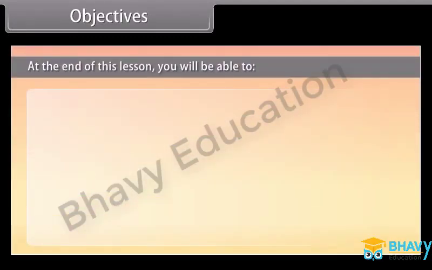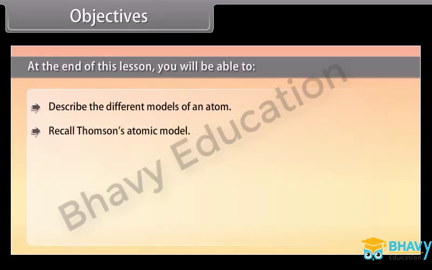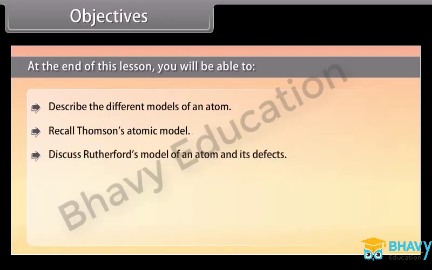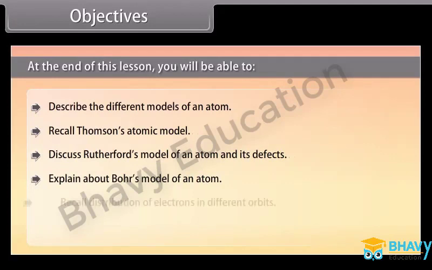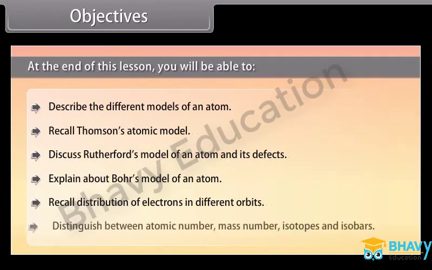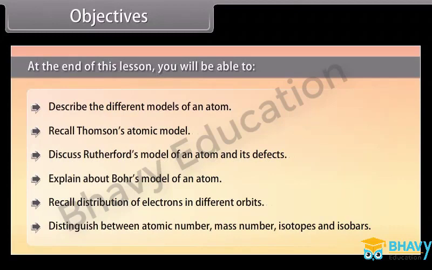Objectives. At the end of this lesson, you'll be able to describe the different models of an atom, recall Thompson's atomic model, discuss Rutherford's model of an atom and its defects, explain Bohr's model of an atom, recall distribution of electrons in different orbits, and distinguish between atomic number, mass number, isotopes, and isobars.